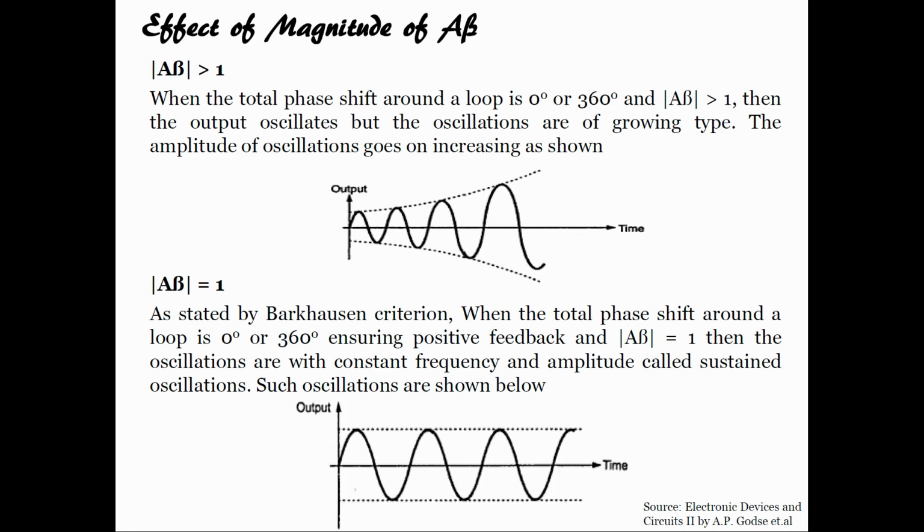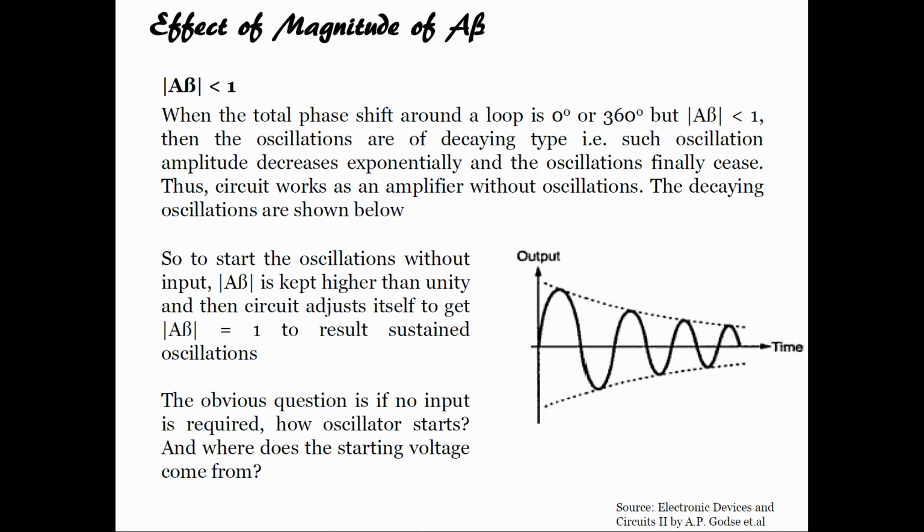But if I have A beta less than 1, then what will happen? The total phase shift around the loop is 0 degree or 360 degree. Every time we have to write this sentence, phase shift should be 0 degree or 360 degree, but if I have A beta less than 1, then I will see a damping type of oscillation, or we can say decaying. The oscillations are decaying.